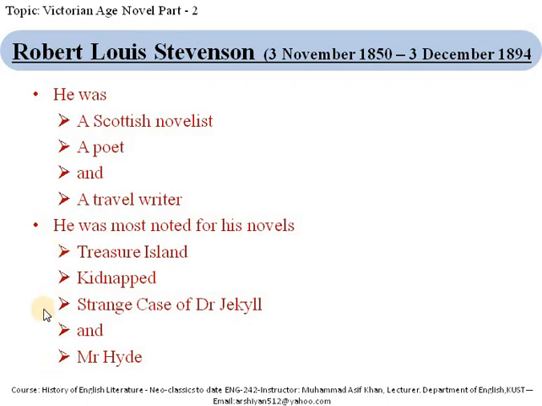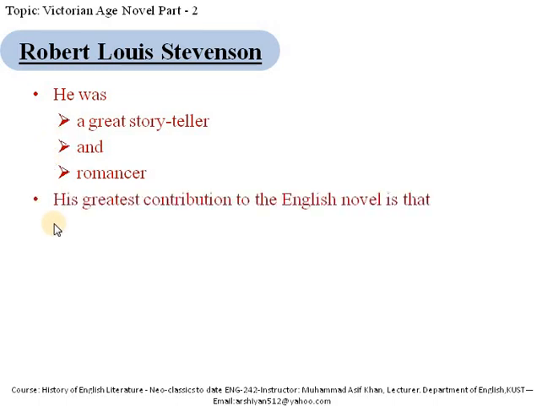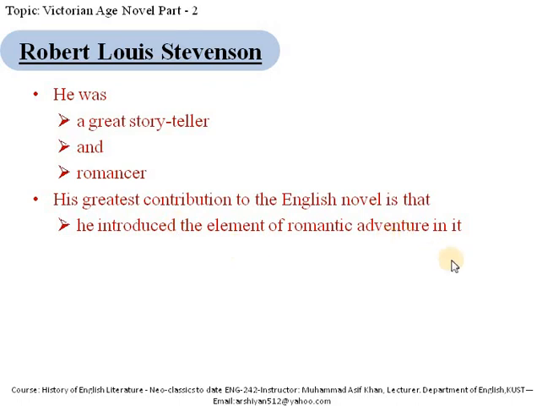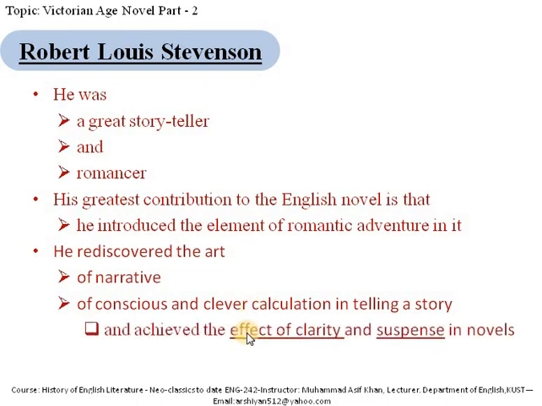Now let's look at the important characteristics. He was basically a great storyteller, and the second important thing is that he was a romancer. So his contribution to the English novel is that he introduced the element of romantic adventures in the novel. So he is the one who rediscovered the art of narrative, and he is the one who rediscovered the art of conscious and clever calculations in telling a story. So he is the one who achieved the effect of clarity and suspense in the novels, and therefore this is the birth of novel of action.